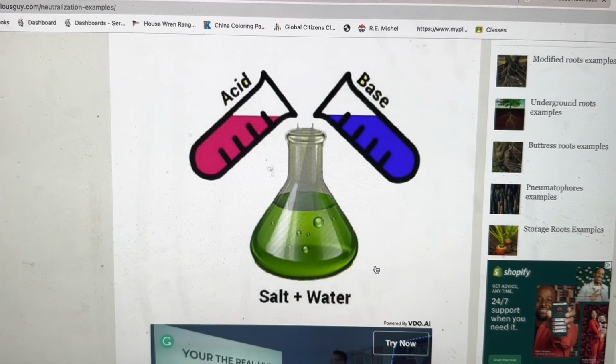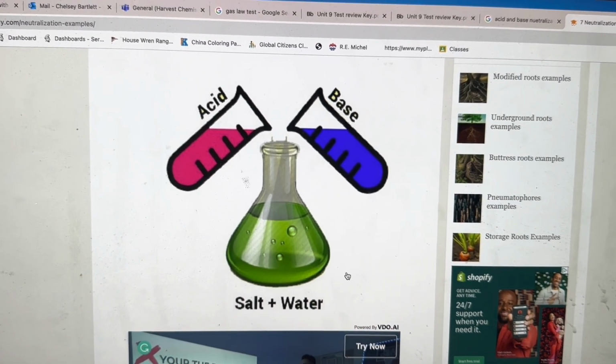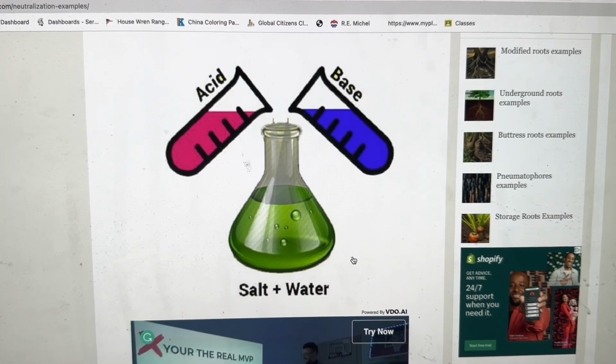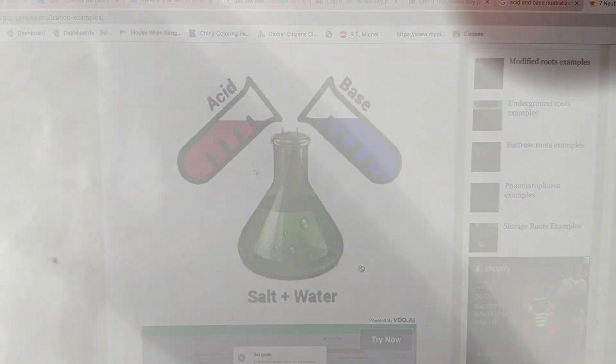So now we're going to look at a couple of examples of this neutralization reaction and see how we can predict what's going to happen when an acid and a base neutralize.